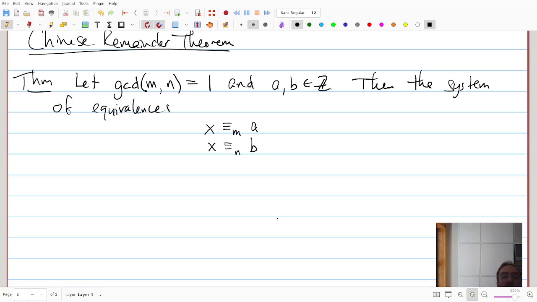So then the system of equivalences has a unique solution. Well, it's not absolutely unique, but it's unique modulo mn. That is, if you just look at numbers from 0 up through mn minus 1, there's going to be exactly one of them that works.